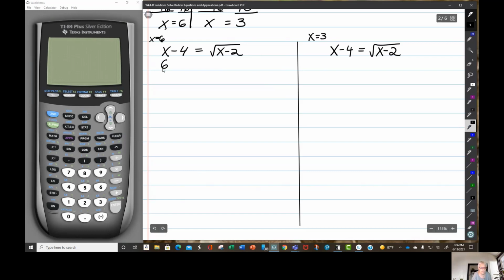Okay, so 6 minus 4 equals the square root of 6 minus 2. 6 minus 4 is 2. The square root of 6 minus 2 is the square root of 4. The square root of 4 is 2, so we have 2 equals 2, which is true. That means 6 is a solution.